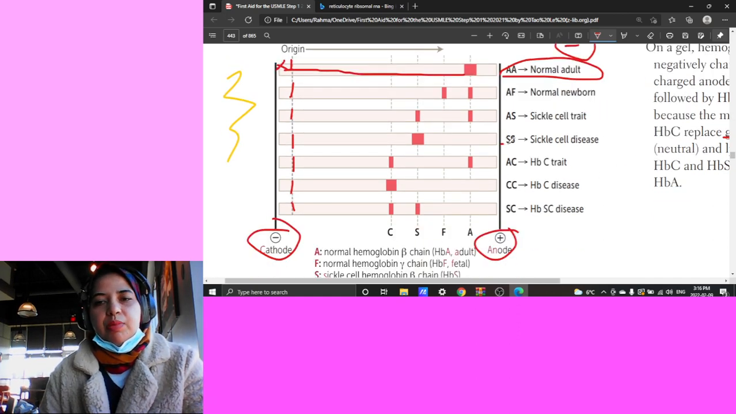So what happens if I'm dealing with someone who has sickle cell disease? In sickle cell disease, you switch the glutamic acid, the E, to a V.